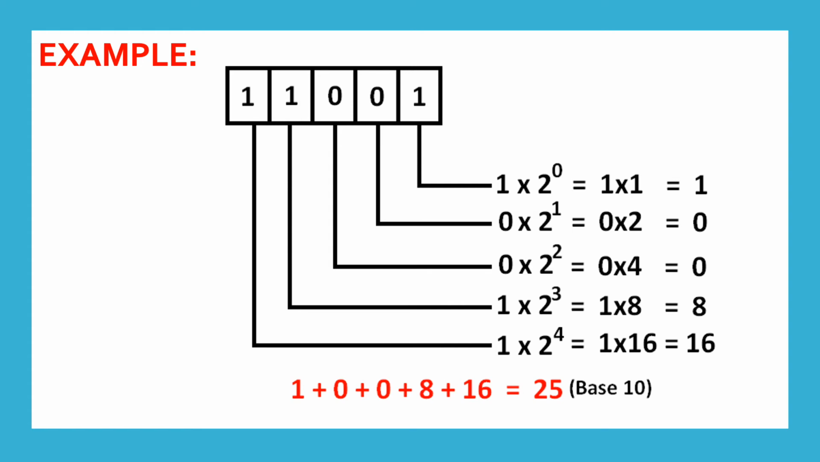We have to keep it in mind that 2 raised to power 0 is always 1. So that is why this number becomes 1. Anything multiplied by 0 is 0, again 0. Now 2 raised to power 3 means 2 multiplied by 2 multiplied by 2, which becomes 8. And the last digit becomes 16. Now the last step is to add all the numbers we have just obtained. Means 1 plus 0 plus 0 plus 8 plus 16, that becomes 25.